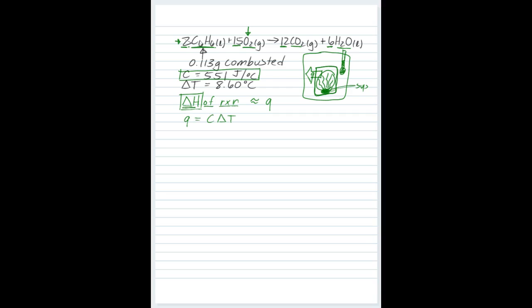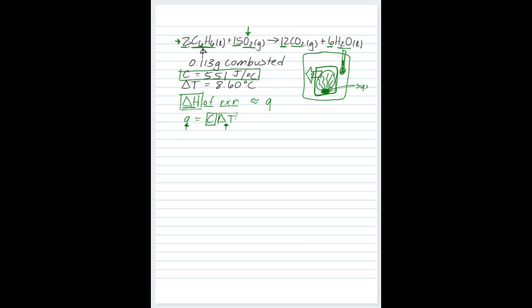What equation do we have that relates heat to temperature? Q equals C delta T. We've got heat on this side, and delta T on that side. We can manipulate that in several different ways to give us the details that we're looking for, but that is the big idea. That is our equation that relates heat to temperature.